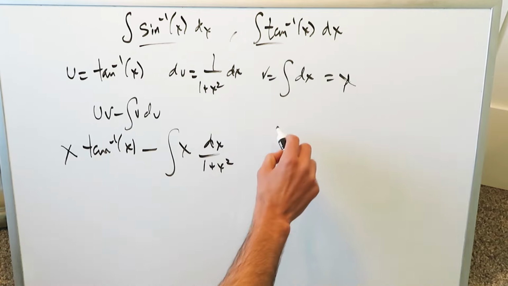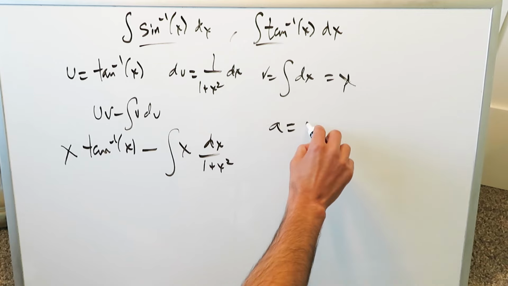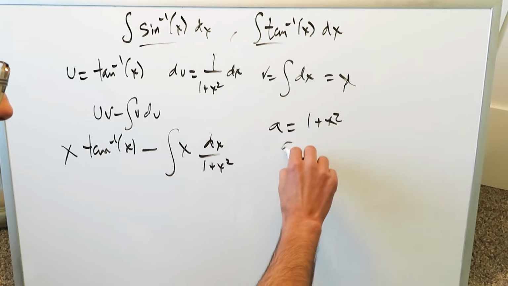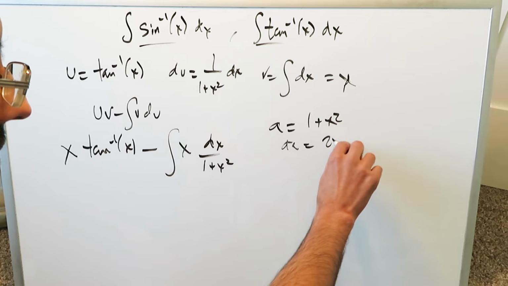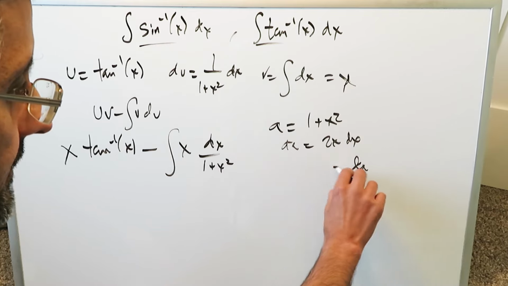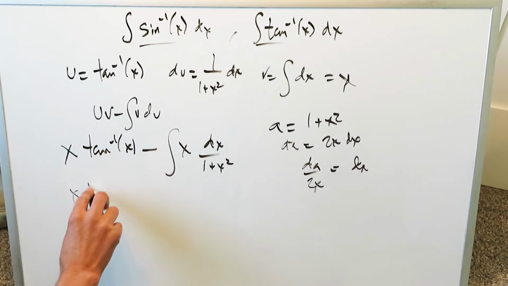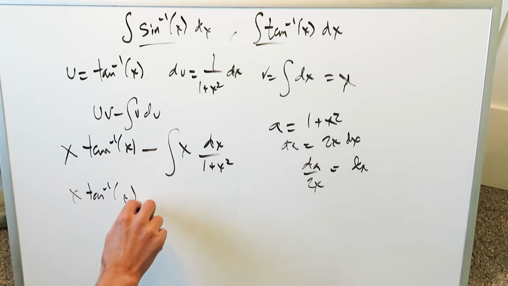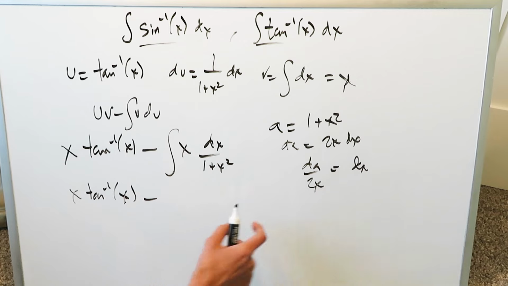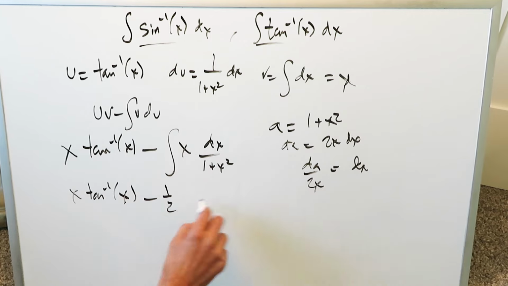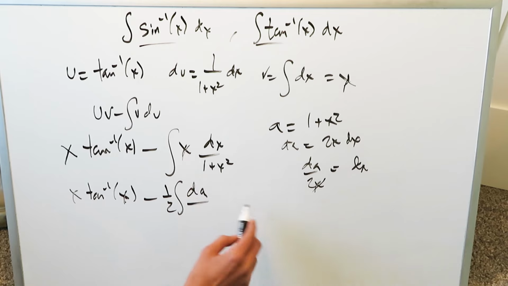Do a u substitution. Here we'll call it an a substitution. A is equal to 1 plus x squared. dA is equal to 2x dx. And dx is equal to dA divided by 2x. Bring it here. x tan minus 1 x, which is your arctan x, minus this 1 over 2 can come out. The x and this x will cancel out. You'll have here a dA over a, because a is equal to 1 plus x squared.